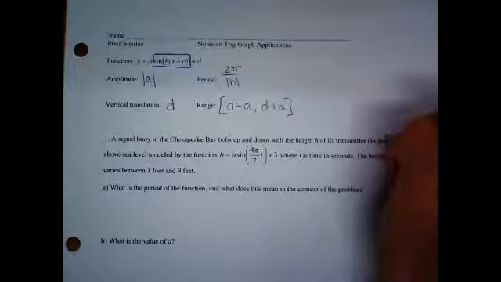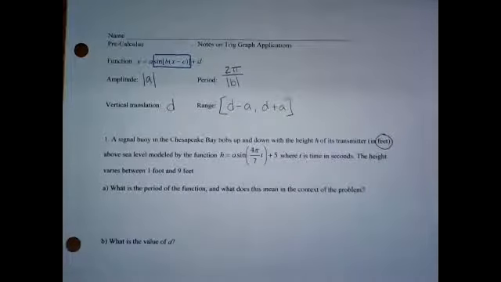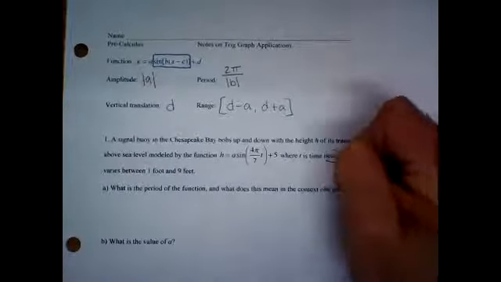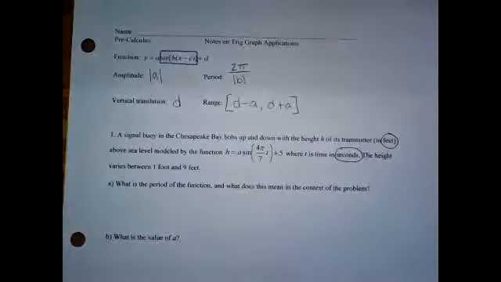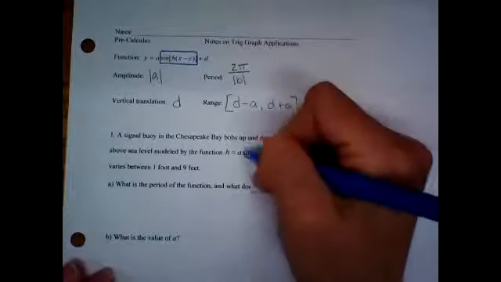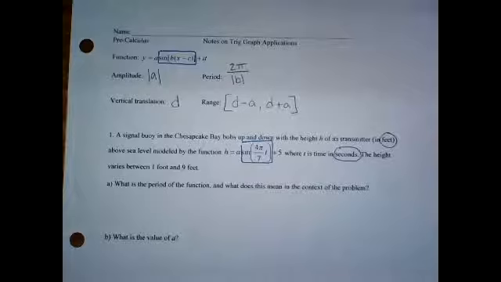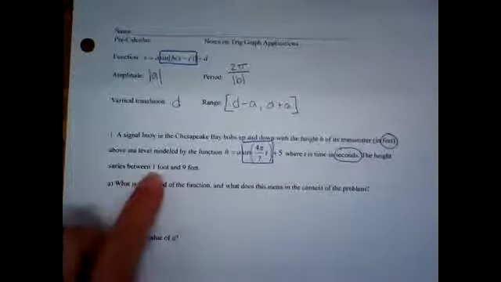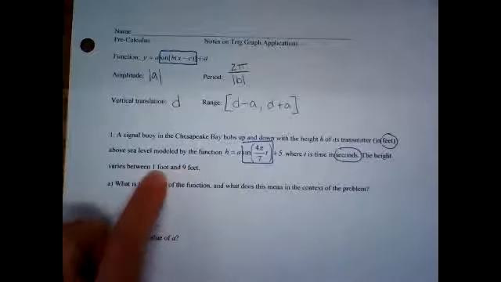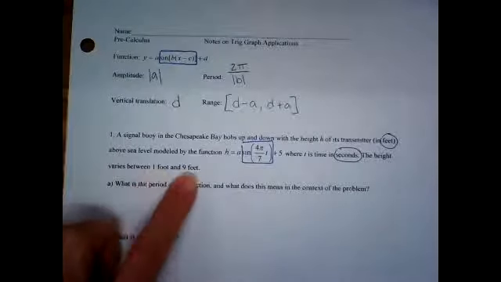The height is in feet, so just be aware of that. And then do we have a time? Time is in seconds. Just be aware of the units because you're going to have to put that in your answer. And again, if you want to block off the part that is just the trig function to keep that separate, then you can do that. All right, it says the height varies between 1 foot and 9 foot. So that's the minimum and the maximum values that we're given.